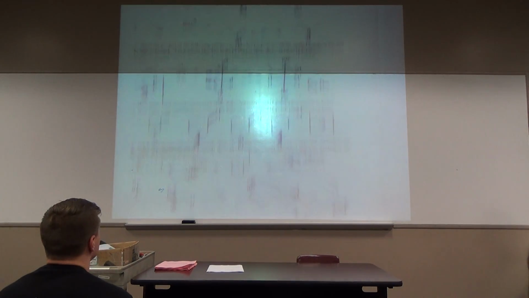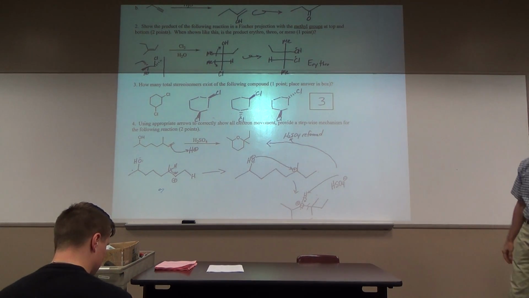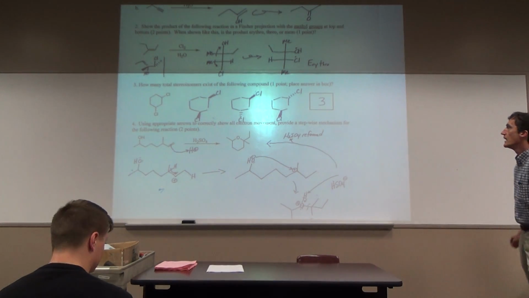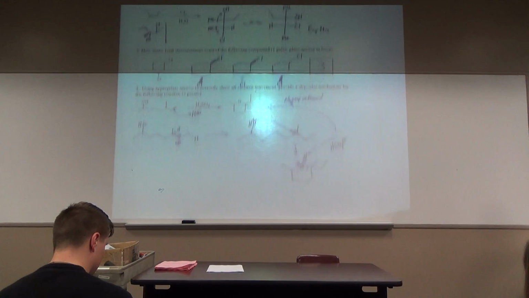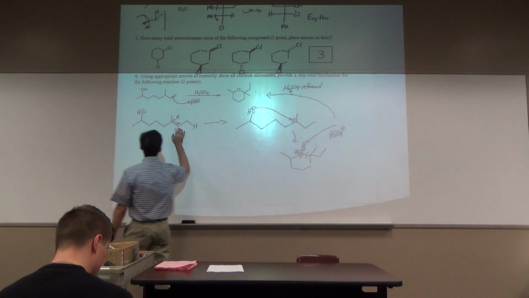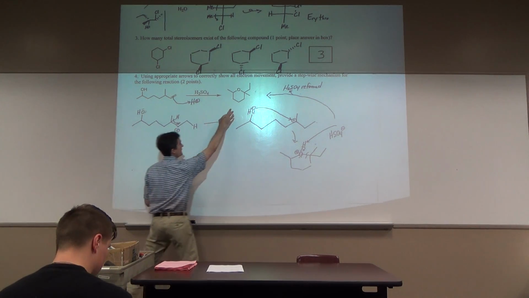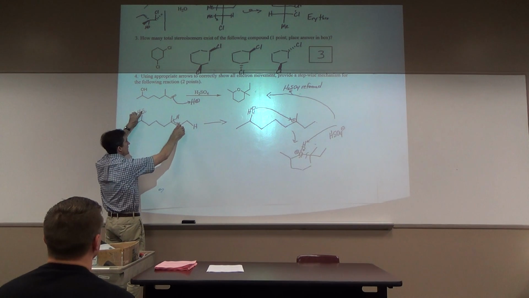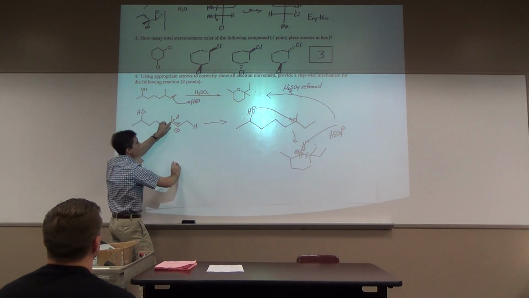Good. Three. How we do? Mechanism. Alkene protonated. We make a ring. Oxygen has attacked something. If oxygen attacks here, it's a 7-membered ring. We need a hydride shift, 6-membered ring.